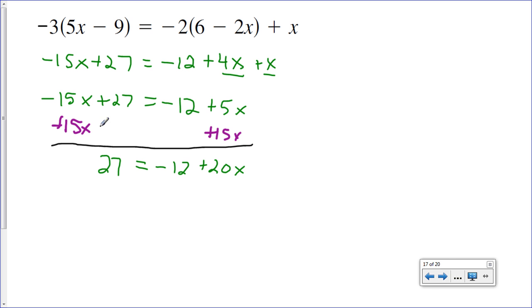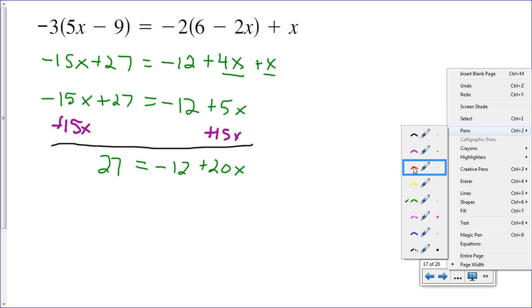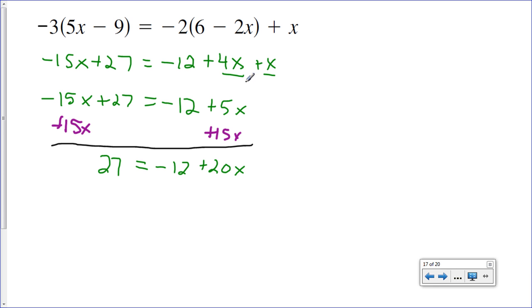Now, again, I could have just looked at this. Let's see, what color do I want to use? I'll use red. I got 5x on the right side of the equation and negative 15x on the left side of the equation. How much more than negative 15 is 5? 5 is 20 more than negative 15.